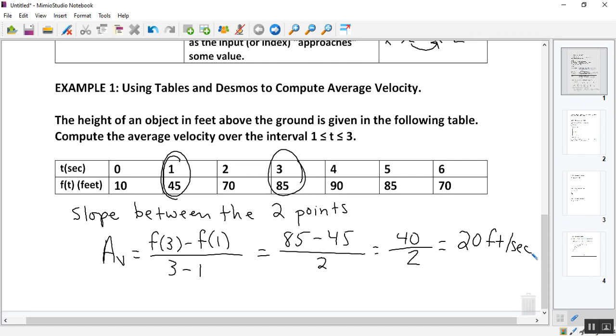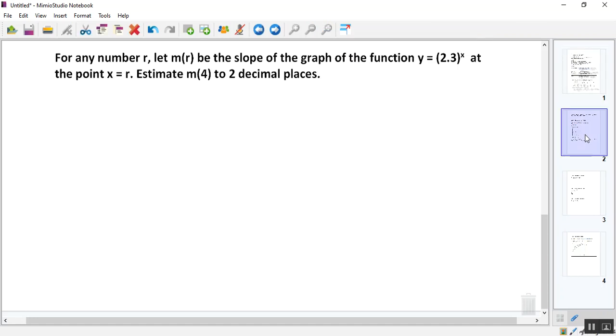Does that mean it was going 20 feet per second all the time? No, it just simply means in that time frame, kind of like Blake's race, over the whole interval, that's what the average speed turned out to be, 20 feet per second. Okay? So let's flip the page on this thing. All right? Again, think about something being thrown up in the air here.